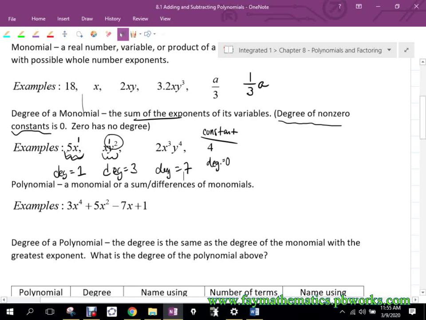A monomial or a sum or difference of monomials is what we classify as a polynomial. Would you guys agree that if I highlight this, this is 1, 2, 3, and then we have 4 terms? Four monomials combined together with adding and subtracting creates what we call a polynomial. Does that make sense? So we have monomials up here, and we start adding and subtracting monomials. Collectively, this entire thing is called a polynomial. Does that make sense?